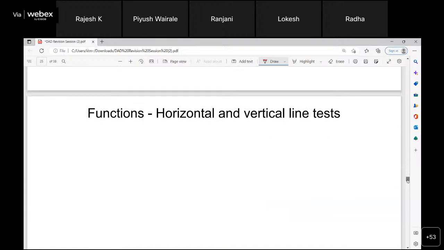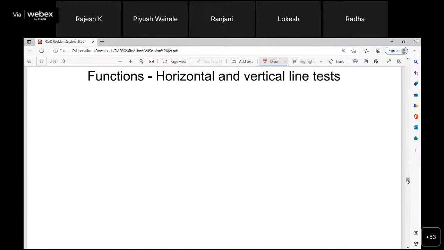That is topic 5, that is week 5. Okay. So anyone know what is the horizontal, what is the vertical line test? Anyone? Yes. So the vertical line test is used to check whether a relation is a function or not. And the horizontal line test is used to check whether a function is injective.